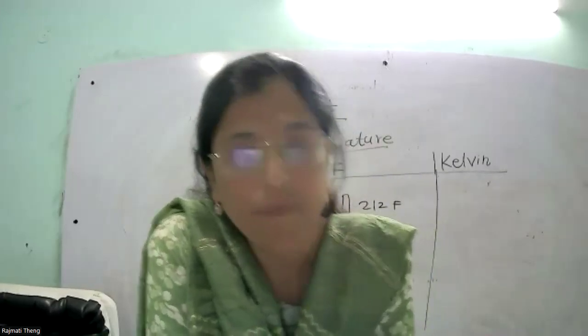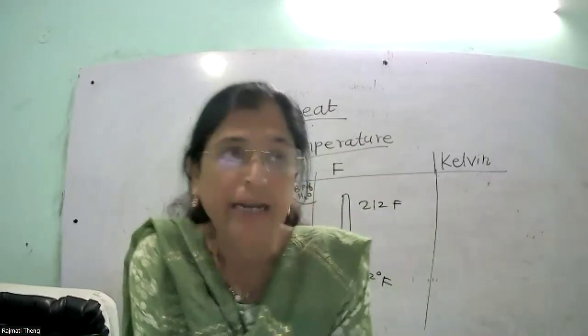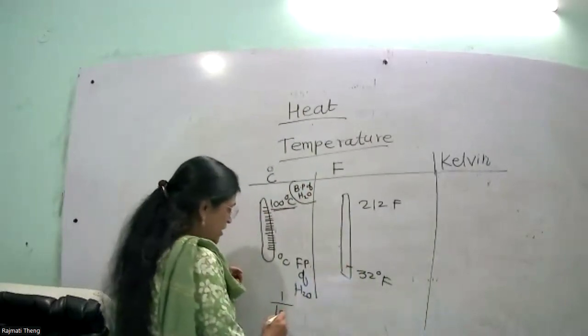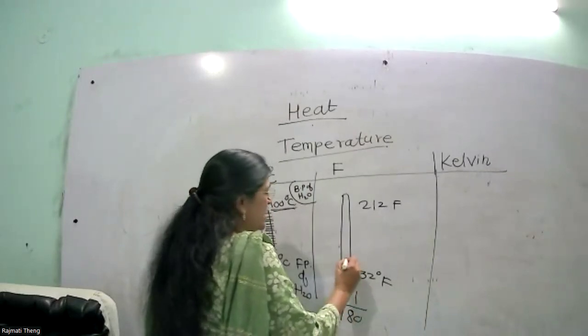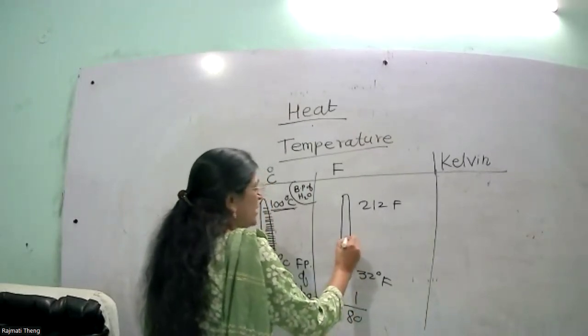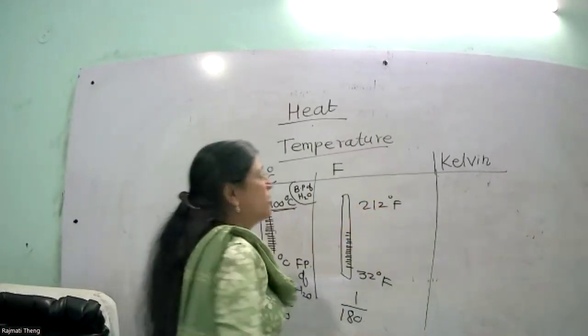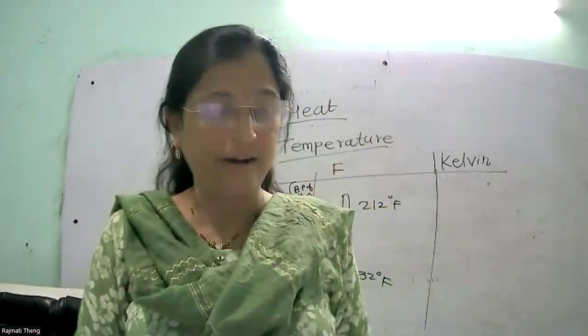So the interval between the freezing point and boiling point of water in Fahrenheit is 180. Here the interval is 1 divided by 100 lines. Here 1 divided by 180. Here there are 180 lines present between 32 to 212 Fahrenheit.